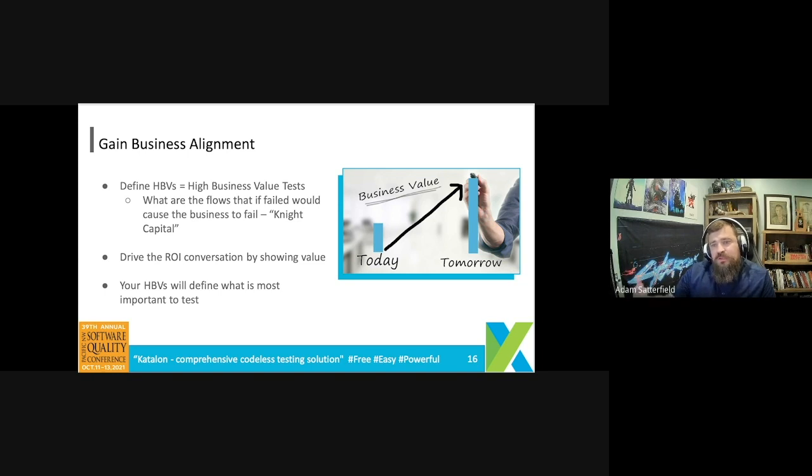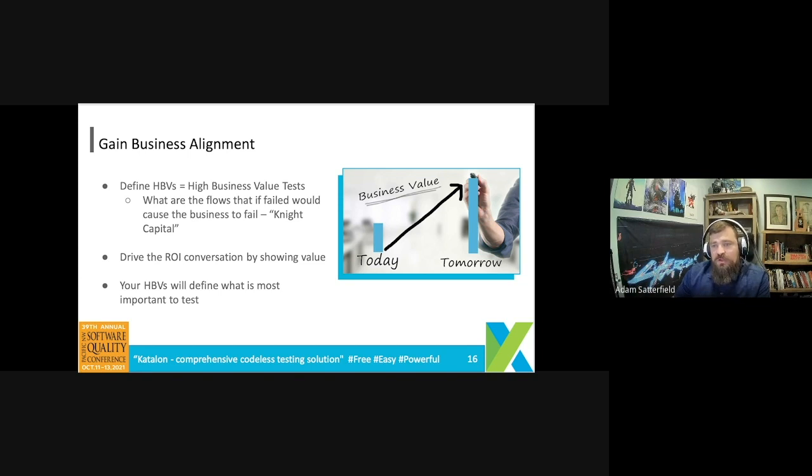Bump that up against what we like to call your high business value test. Essentially, it's a flow that, if it stopped working, could potentially cause the business to fail. I like to use the example of Knight Capital. If you're a testing professional, you've probably heard those words together and understand the history of that company. It's a trading company on the New York Stock Exchange that went from fully functional to belly up in 45 minutes, and lost $480 million due to one software bug. So that obviously was a high business value test that was potentially not considered.